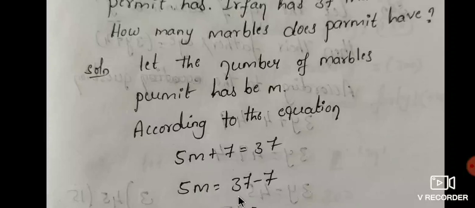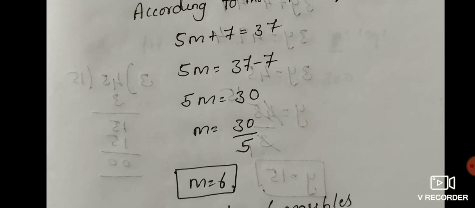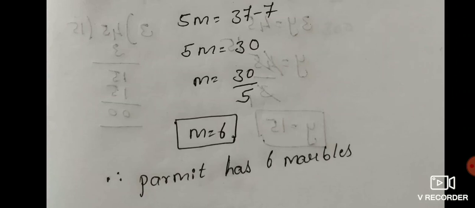Then 5m is equal to, we should shift this plus 7 from LHS side to the RHS side, then that becomes minus 7. Therefore 5m is equal to 37 minus 7, which is 30. So m is equal to 30 by 5. 5 1s are 5, 5 6s are 30. So the total number of marbles Permit has is 6 marbles.